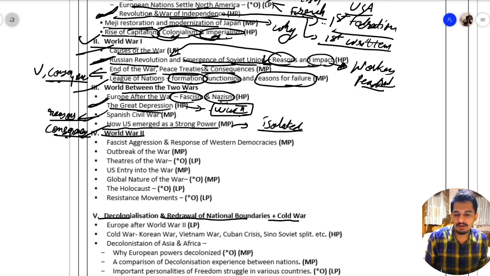Then we have World War II. In this you should know fascist aggression and the response of Western democracies to fascist aggression. Then we have the outbreak of war. And then we have various theaters of war.